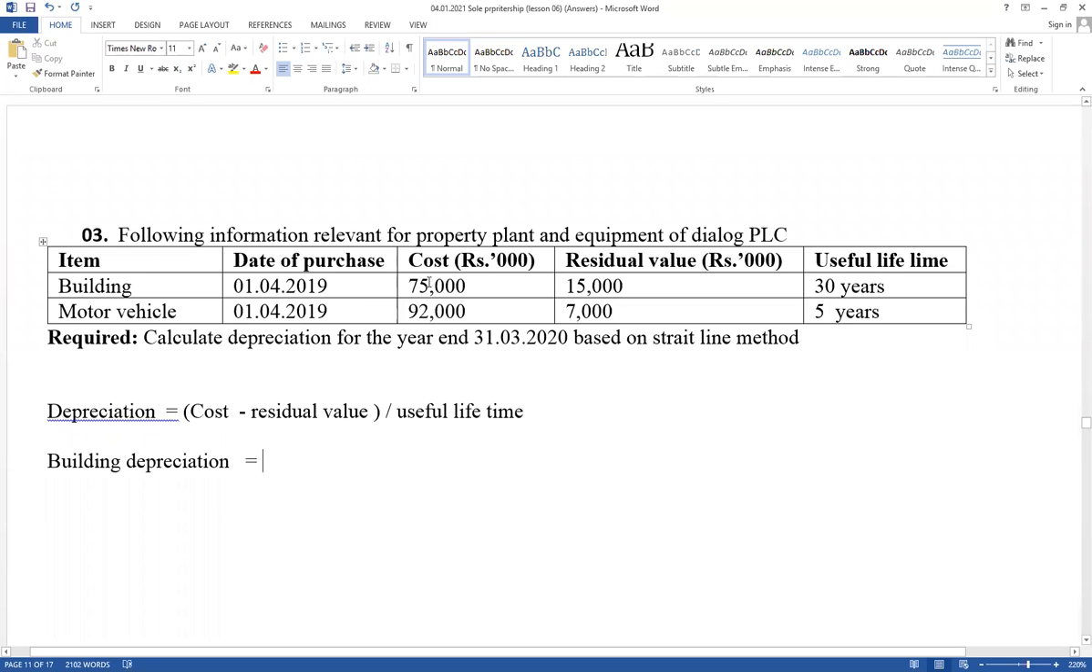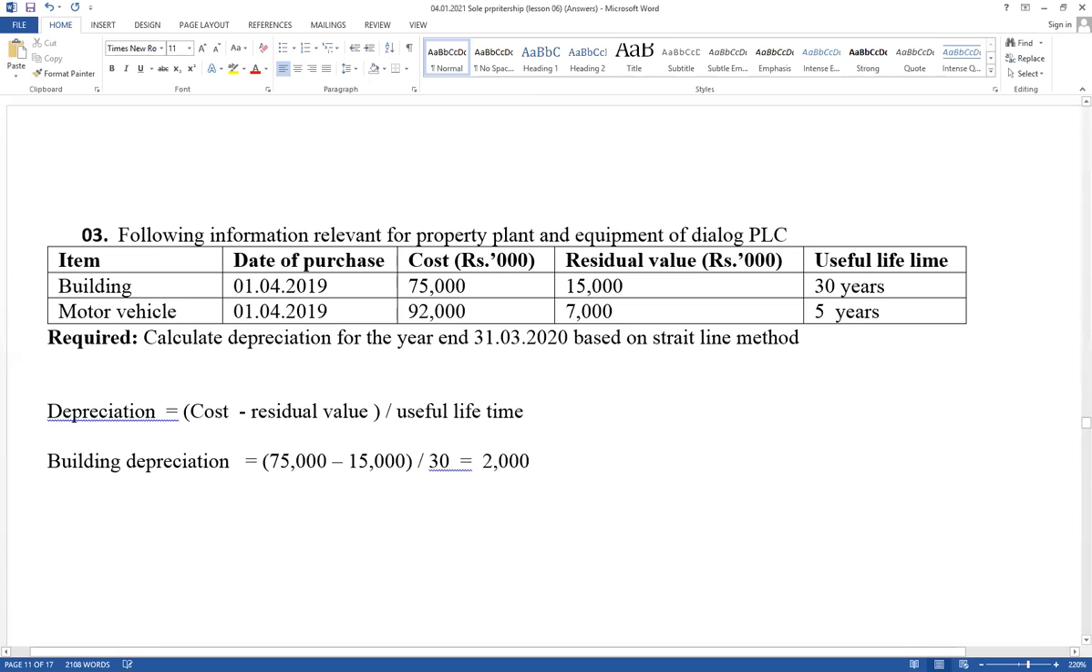Therefore, cost value of the building 75, given in thousands, so 75 million. And residual value also given 15,000. Cost minus residual value, then divided by useful lifetime. Useful lifetime is given 30 years. Therefore, here depreciation equals cost minus residual value, 60,000, divided by 30, equals 2,000. Therefore, this is annual depreciation. Building depreciation expense account debit, accumulated depreciation account credit.